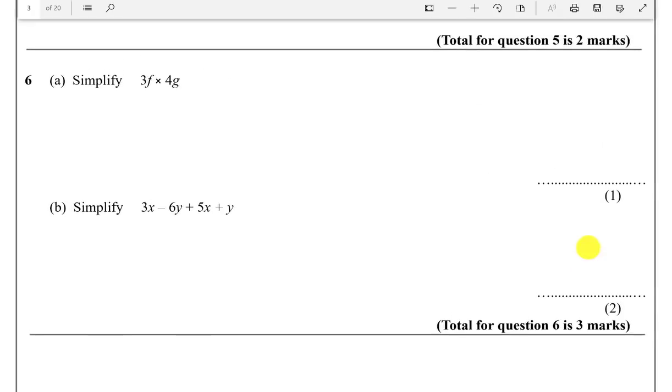Number 6a, simplify. So we need to multiply the like terms. So 3 times 4 is 12, and f times g is fg. So we get 12fg.